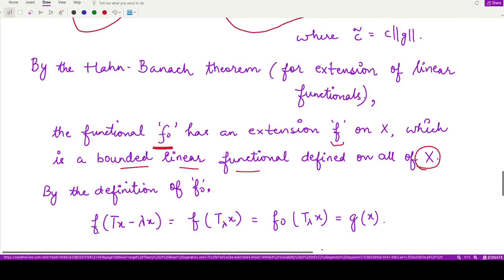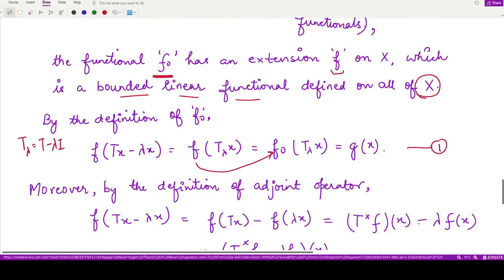So we can expand the definition for the functional f, T of x minus lambda x, and separate out the terms. Now you know T lambda is T minus lambda times the identity operator I. So therefore we can write T minus lambda I as T lambda of x. Now what is f? That is f0. So f0 of T lambda x is nothing but g of x, using the definition for the functional which we have defined above. So this is one part.